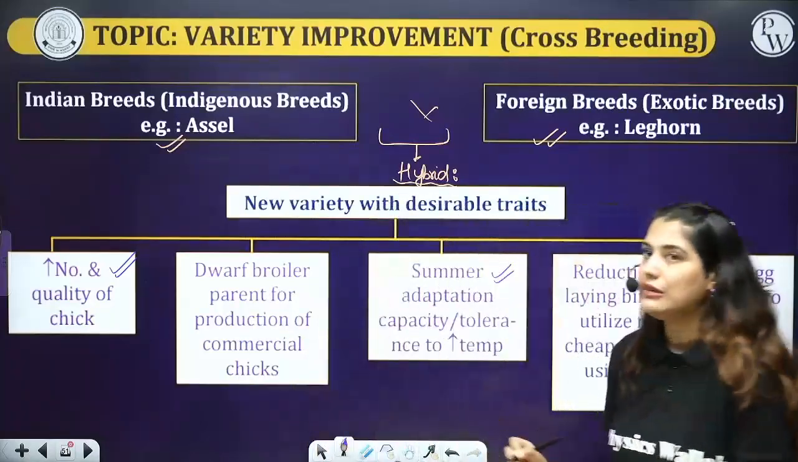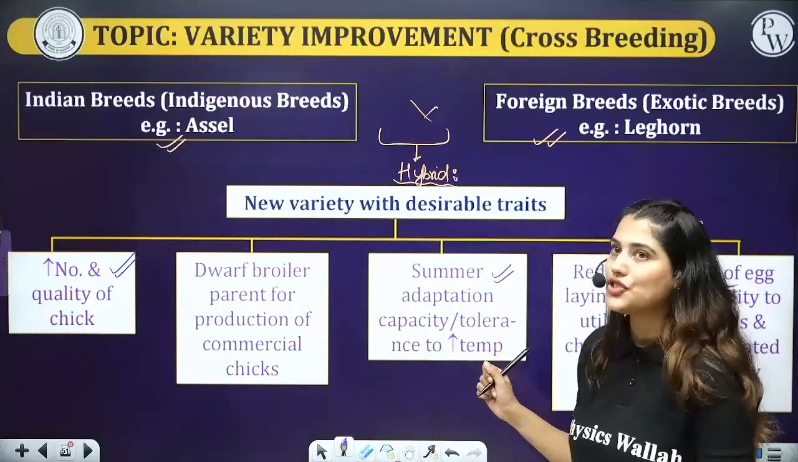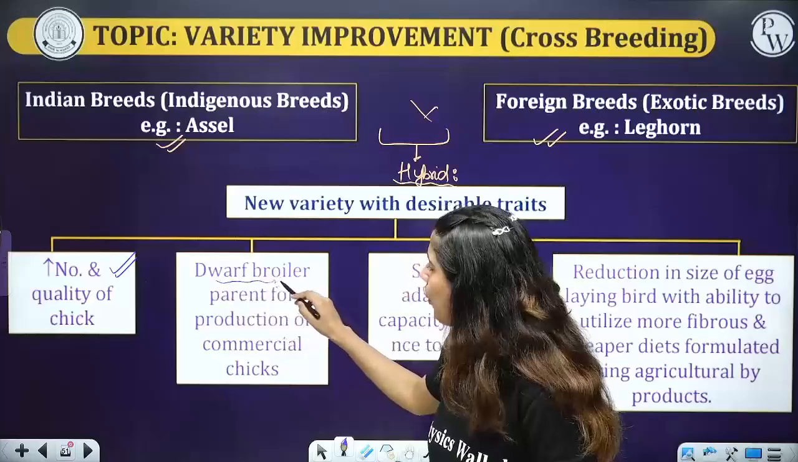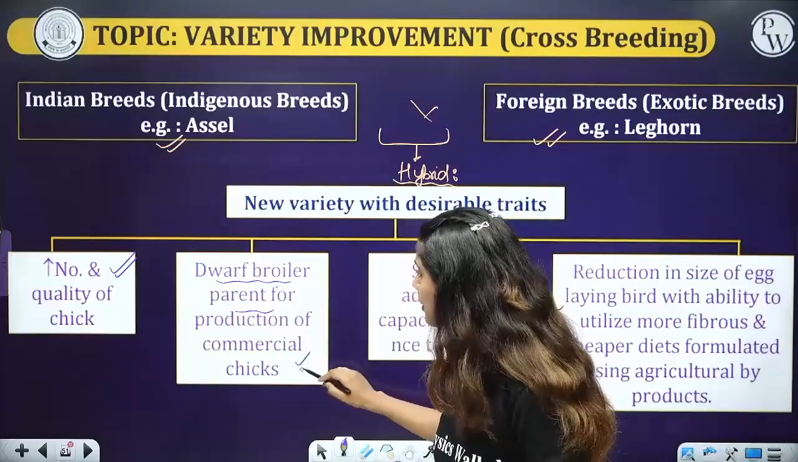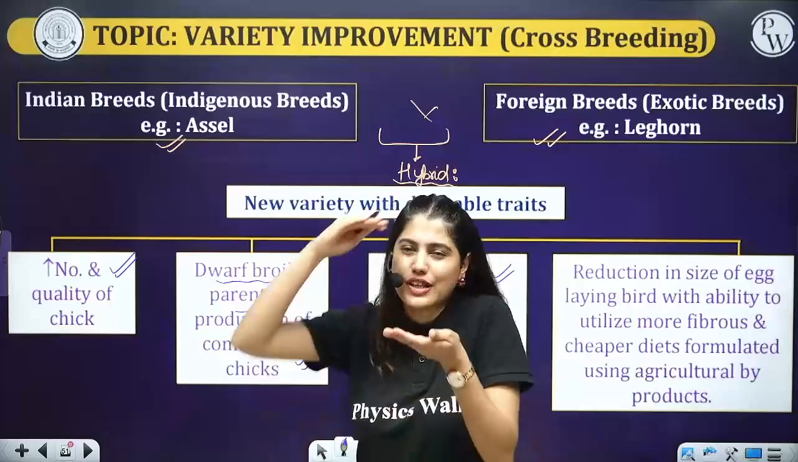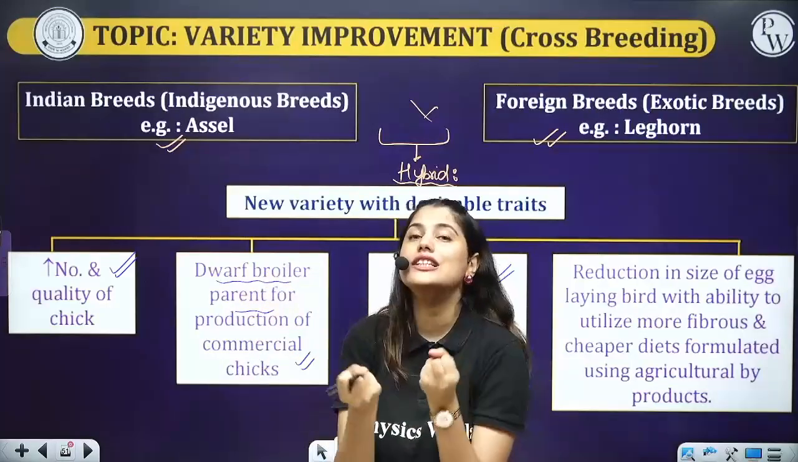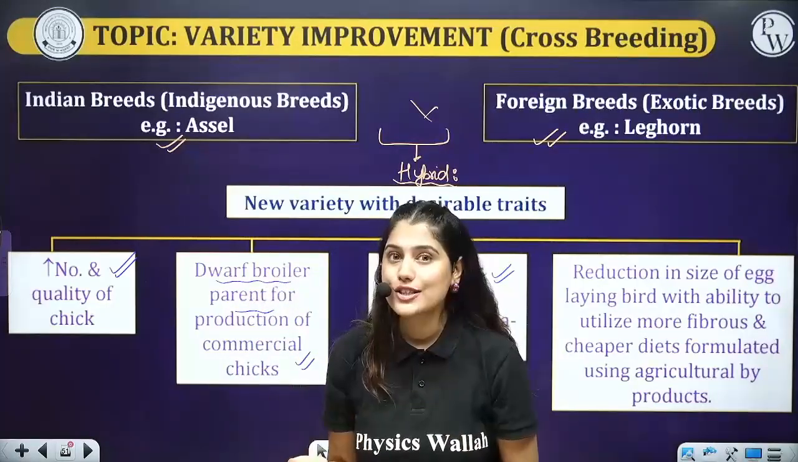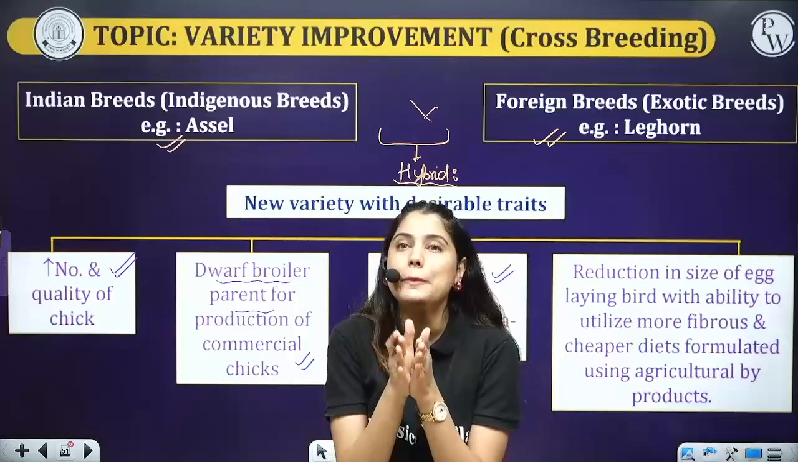They should be able to tolerate the higher temperature. Also, we are choosing the dwarf broiler parent for the production of the commercial chicks. Why are we using the dwarf, a small height? Because it will consume less food. Also, it will consume less space as well.